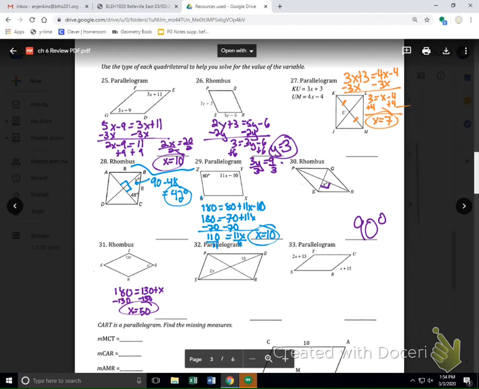And then we have a parallelogram. In a parallelogram, the diagonals do what? They bisect. So we have 2x equals 10. Divide by 2, x equals 5.